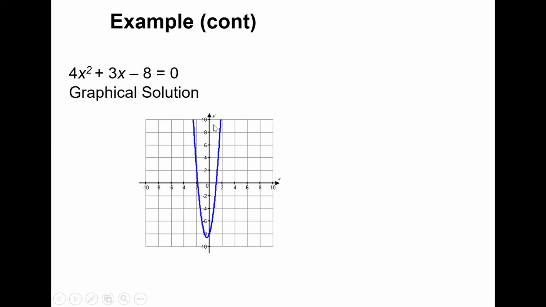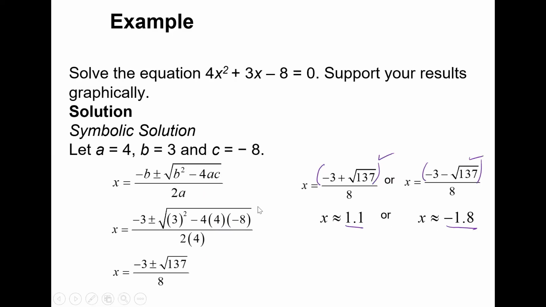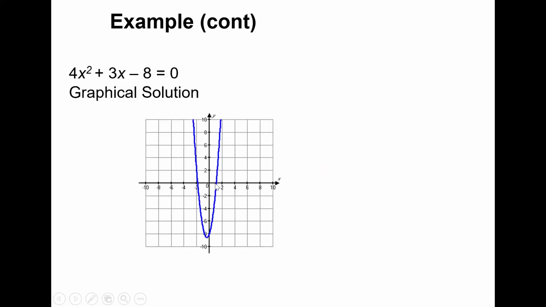Now, graphing it, we just plot some points, graph it, and we can see that we're going to have those values over here: -1.8, and then this is going to be about 1.1. That's what our graph is going to look like. Okay.